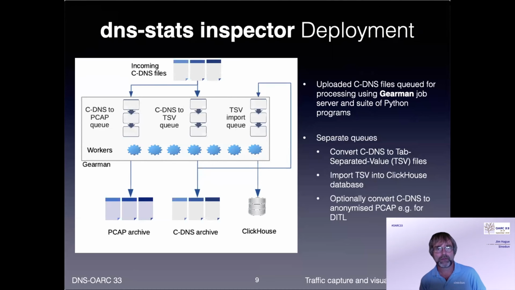The incoming CDNS files are uploaded to designated name directories, and periodically we scan those directories and add new files to Gearman job queues for processing. We have 3 separate queues. The primary queue converts CDNS to tab-separated value files using the inspector text templating for import into ClickHouse. On the successful conversion, the CDNS file is archived and the TSV is added to a separate queue for import.